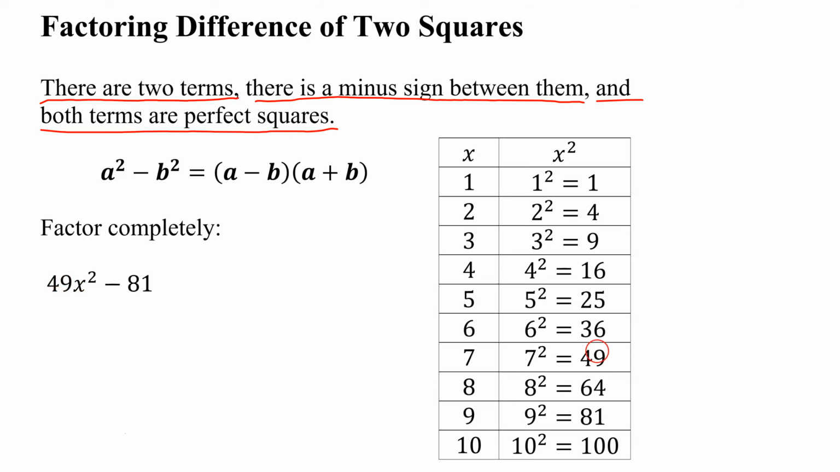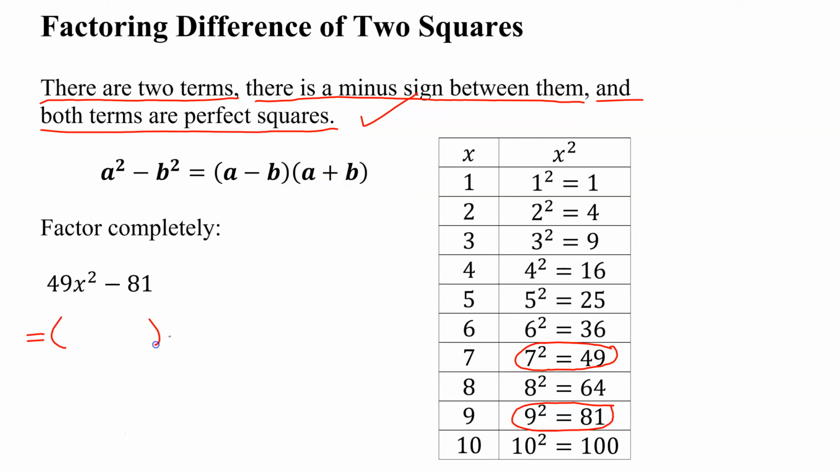Well, is 49 a perfect square? Yes, it's 7 squared. X squared is a perfect square. And 81 is 9 squared, so it is a perfect square. So this is definitely the difference of 2 squares. And when you factor the difference of 2 squares, it factors into 2 binomials. You take the square root of the first term, that's the first term in each binomial. The square root of the second term, that's the second term in each binomial, and you put opposite signs in each parenthesis.